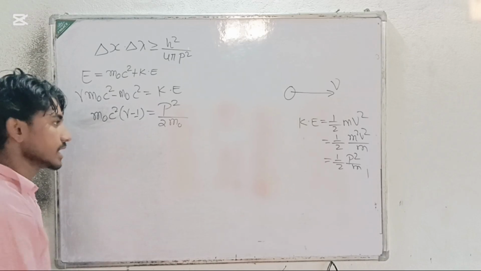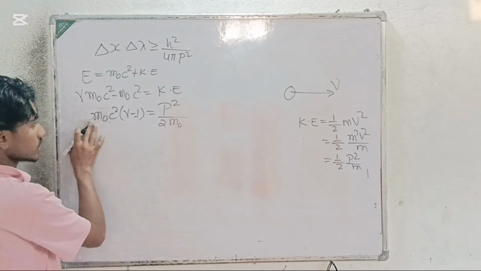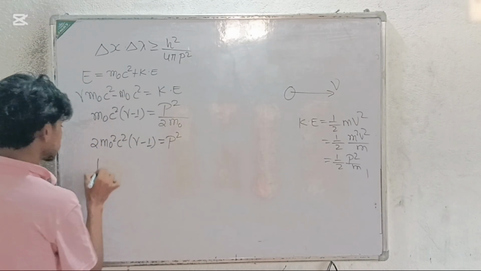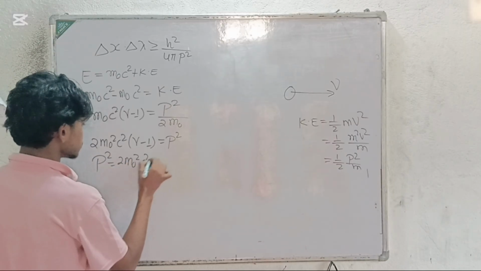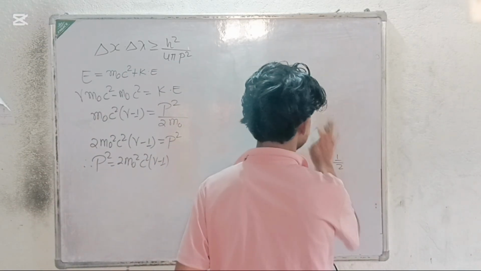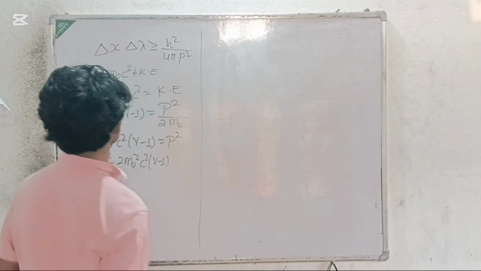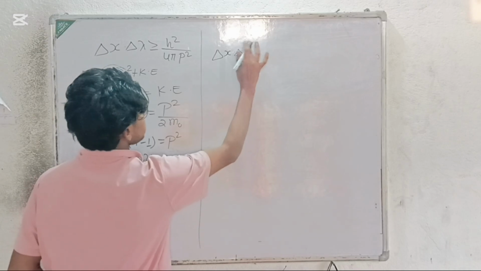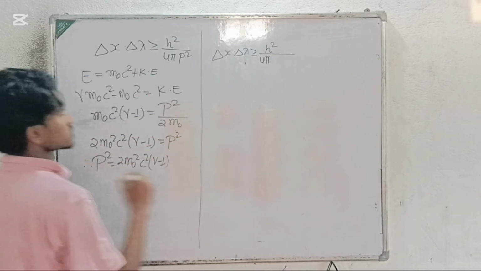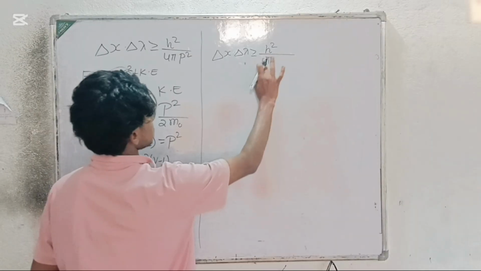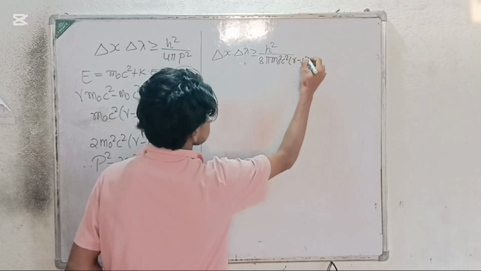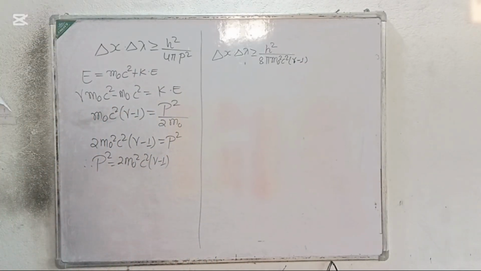So this would be my rest mass energy, because we haven't applied the relativistic condition. So if I go here, I will get 2 m naught square c square gamma minus 1 is my p square. So p square will be 2 m naught square c squared times gamma minus 1. So in terms of momentum squared, I can write in terms of Lorentz factor. So delta x into delta lambda is greater or equal to h square over 4 pi, and in terms of p square I can write this. If you look, here 2 and here 4, and it will end up giving us 8 pi m naught square c squared times gamma minus 1. It is not r, it is actually gamma.